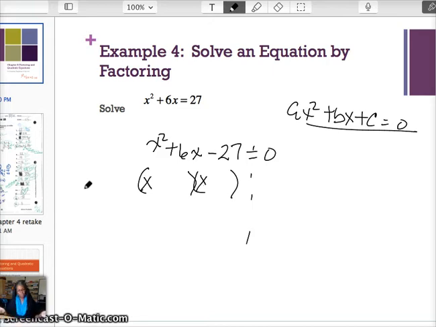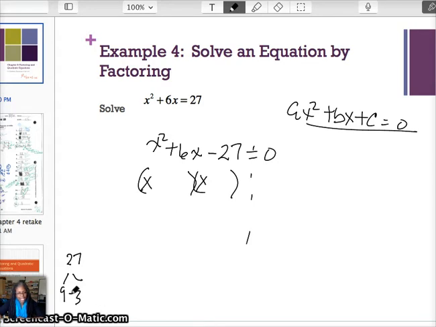I need to find two numbers that multiply to give me a negative 27, yet add up to a positive 6. So I can come over to the corner and start writing down numbers. 9 and 3, look at that. But what do the signs have to be on my 9 and 3? Which one's positive, which one's negative?